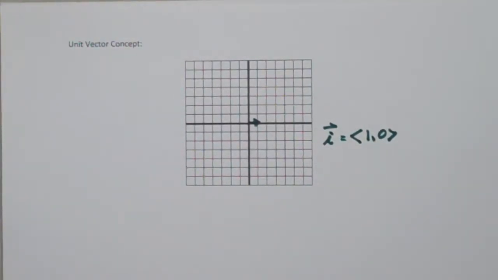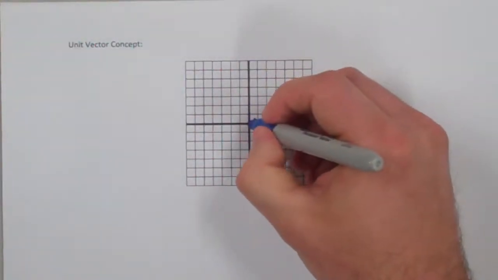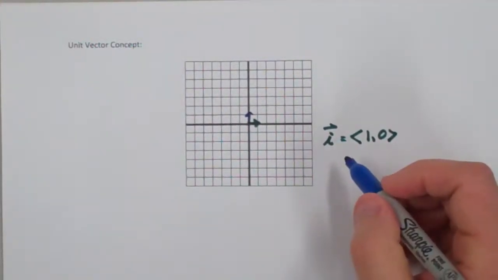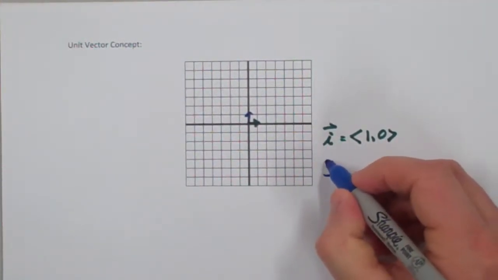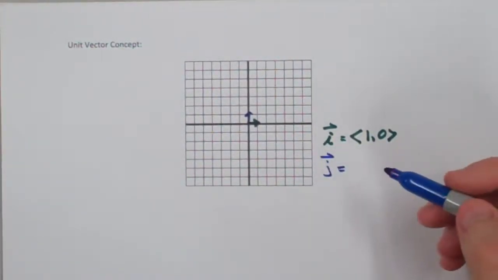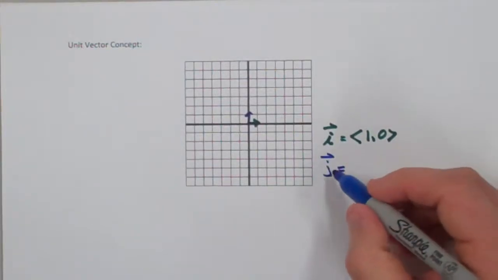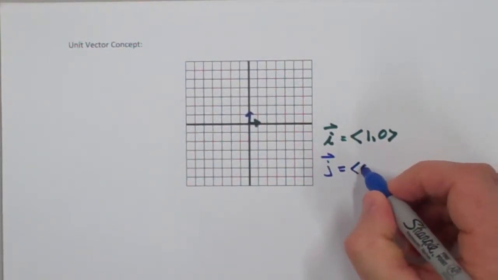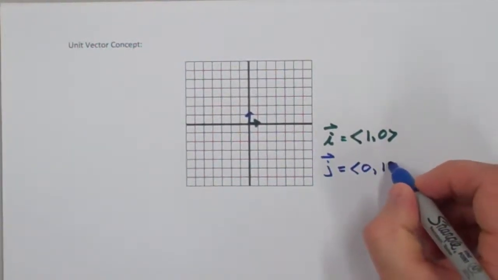There's another one, and that would be in the y direction. So in the y direction is the unit vector j. These are just arbitrary letters that mathematicians and scientists and people in general agreed we're going to use. So this one is 0, 1.